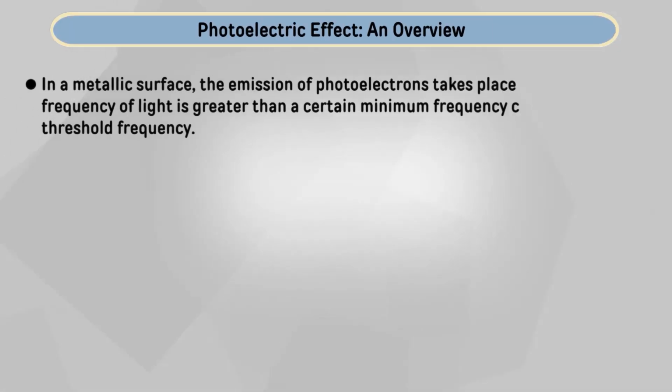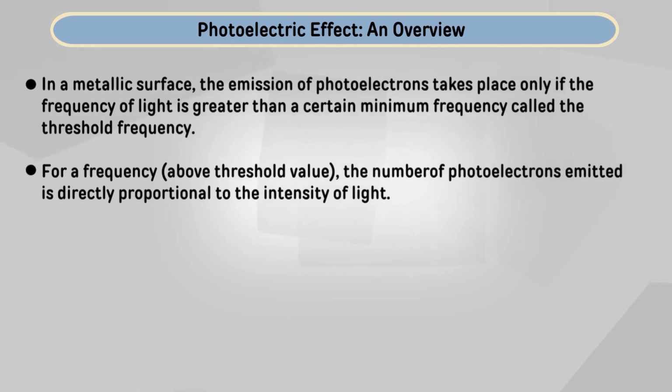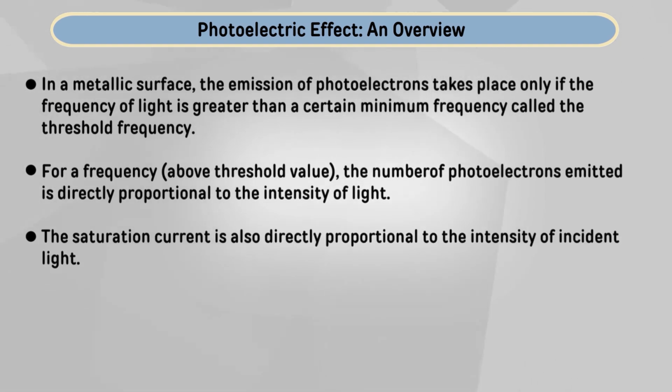Now, some properties of the photoelectric effect: in a metallic surface, the emission of photoelectrons takes place only if the frequency of light is greater than a certain minimum frequency called the threshold frequency. For a frequency above this threshold frequency, the number of photoelectrons emitted is directly proportional to the intensity of light. As the intensity of light increases, the number of electrons emitted increases. The saturation current is also directly proportional to the intensity of light.